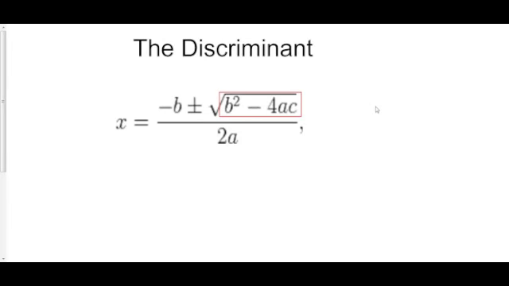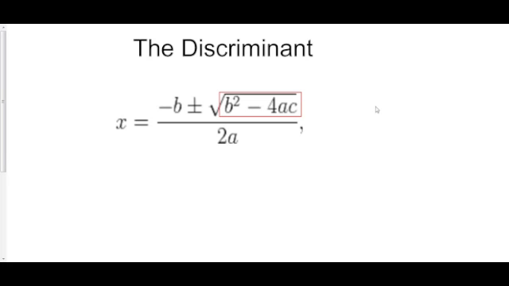Let's talk about the discriminant of a quadratic. Now, when you did the quadratic formula, you may have realized that sometimes you get different solutions. Sometimes you get two distinct real solutions. Sometimes you only get one solution. And sometimes your solutions are imaginary or complex.